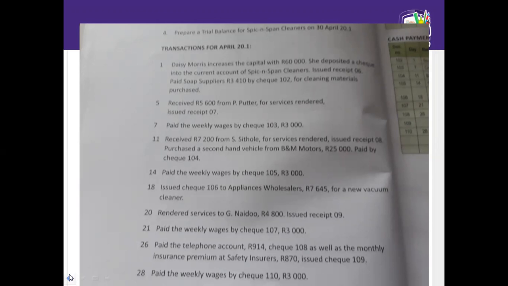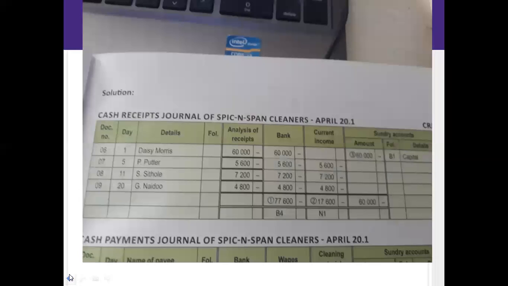Look, there's the name P. Potter and the amount 5,600, and it's for services rendered. So let's see how we're going to enter it into the CRJ. So there you see it, document number 7 on the 5th with details, the name of a person, P. Potter, the amount 5,600 Rand, and look, it was entered with analysis of receipts, bank and current income.